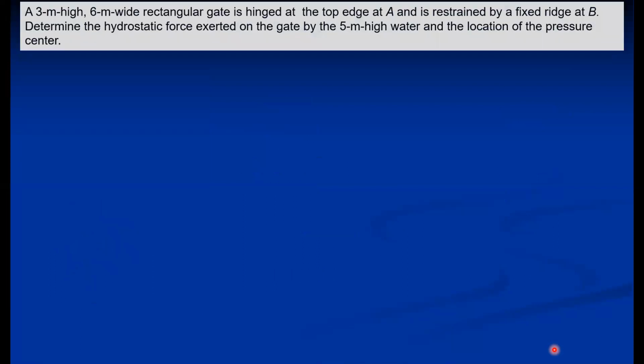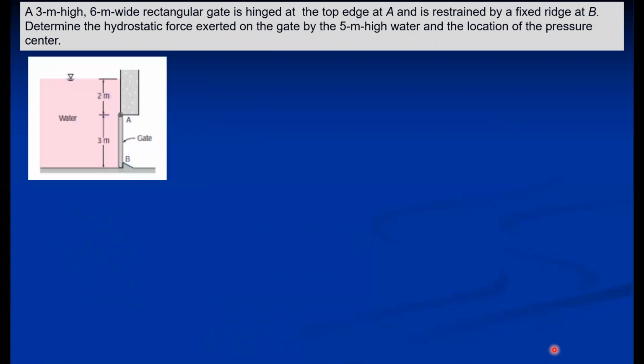Now the third example again on the gate. Here, the 3 meter high and 6 meter wide rectangular gate is hinged at the top edge at A and is restrained by a fixed ridge at B. The ridge is provided so that the gate remains closed.